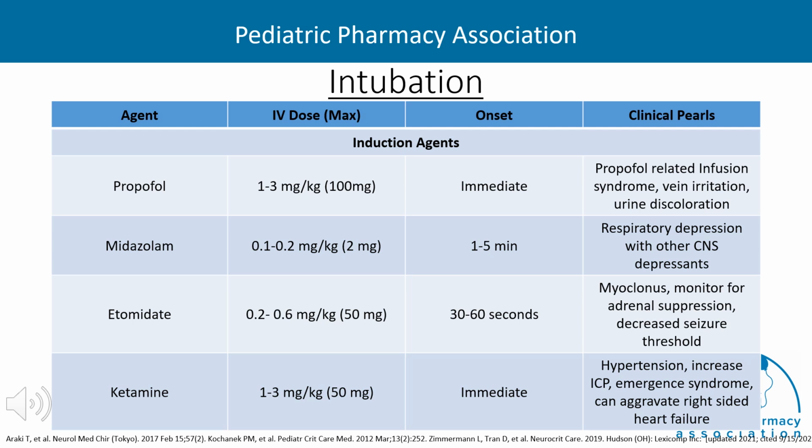Ketamine is the last agent we will go over for retrograde amnesia. This agent also has an immediate onset and can cause hypertension, and there's some thought that it can increase ICP. It can also cause emergence syndrome, which can be treated or prevented with benzodiazepines. And the last adverse effect of this medication is that it can aggravate right-sided heart failure. So for patients who we know have congenital heart defects or other comorbidities, this may not be the best option.